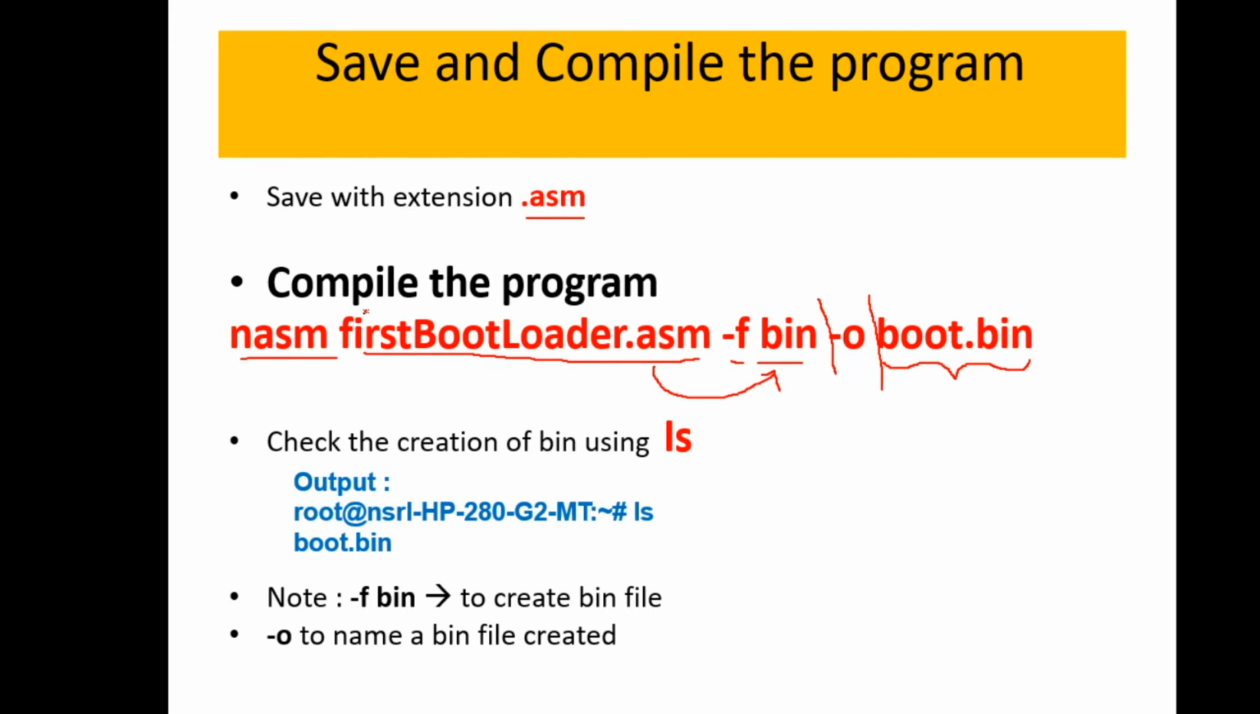So I'll just repeat. In order to compile it, you just use nasm in the command line followed by the file name.asm -f space bin space -o space boot.bin. This command will enable us to convert an assembly language program to the bin file with the name boot.bin. To check whether the file has been created or not, you just type ls in the command line. When you type the command ls, you could see that boot.bin has been created.